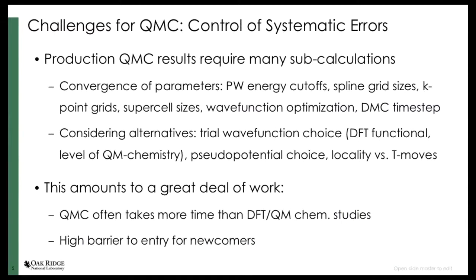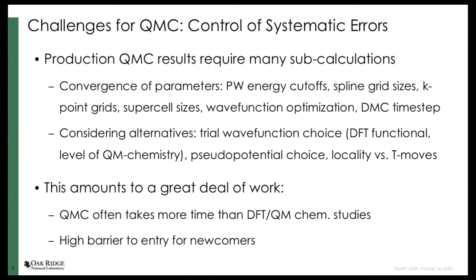Making sure that your wave function is fully optimized might take multiple steps. DMC time step extrapolation. Also, along the way, you often consider many alternatives and possibly execute more than one. For example, trial wave function choice, the level of DFT functional, or the level of quantum chemistry. You often are performing calculations that start from many of these different positions. Also, pseudopotential choice, locality versus T-moves.